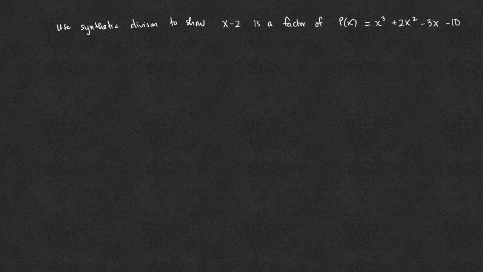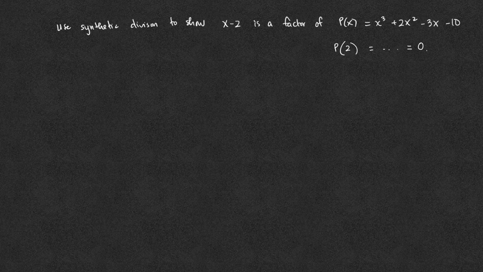Use synthetic division to show x minus 2 is a factor of p of x equals x cubed plus 2x squared minus 3x minus 10. A factor of x minus k, in this case 2, is a factor of a polynomial if k is the zero of the polynomial. In this case, x minus 2 is a factor only if we plug 2 into the function. We would end up with a 0.